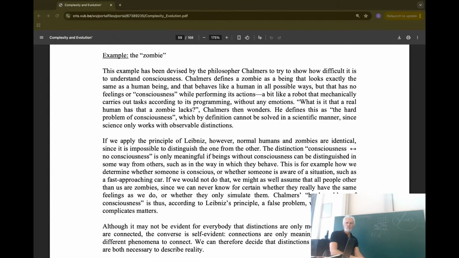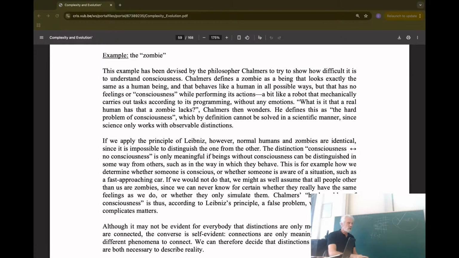So a zombie is defined by Chalmers as being exactly the same as a human being, except that that zombie does not have consciousness. What does it mean exactly the same? It means that you cannot do any scientific or other observation that would allow you to distinguish a zombie from a human. If you look at the brain of the zombie, it looks exactly the same as the brain of a normal being. If you ask the zombie, are you conscious, he will answer, yes, I'm conscious, just like any normal human being would do. If you do any psychological experiment, the zombie will react just the way a normal human being would do. But the zombie doesn't have consciousness.